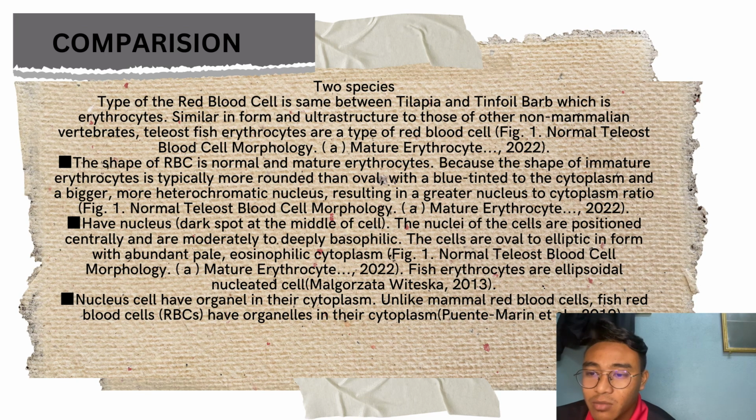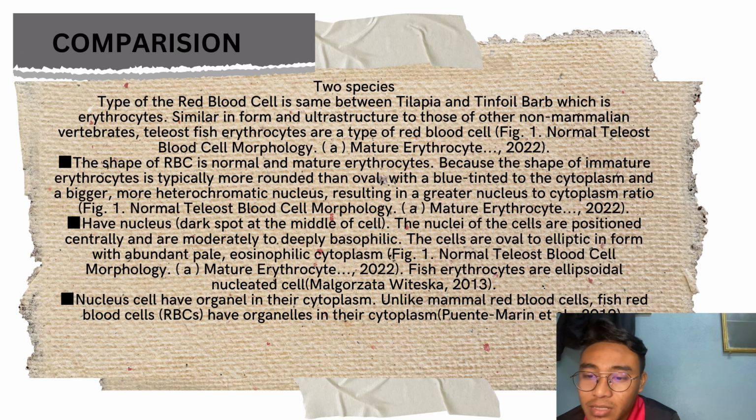Teleost blood cell morphology, matured erythrocyte have nucleus, dark spot at the middle of cell. The nuclei of the cell are positioned centrally and are moderate to deeply basophilic. The cells are oval to elliptic in form with abundant pale eosinophilic cytoplasm. Normal teleost blood cell morphology, matured acrocyte, which acrocyte are ellipsoidal nucleus cell.